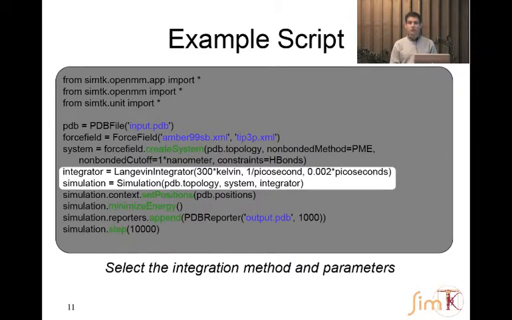So we're saying we want to use a heat bath that is set at 300 Kelvin. So that will be the temperature of our simulation. And we want to couple the protein to this heat bath using a friction constant of 1 inverse picosecond, and we're going to use a time step of 0.002 picoseconds, or 2 femtoseconds.